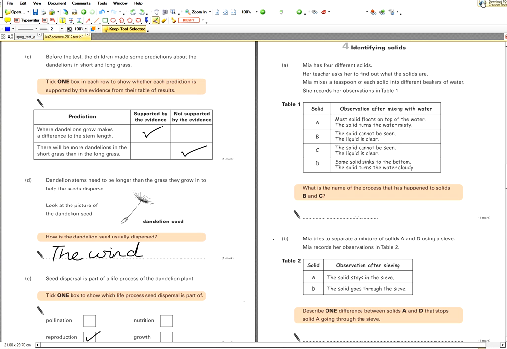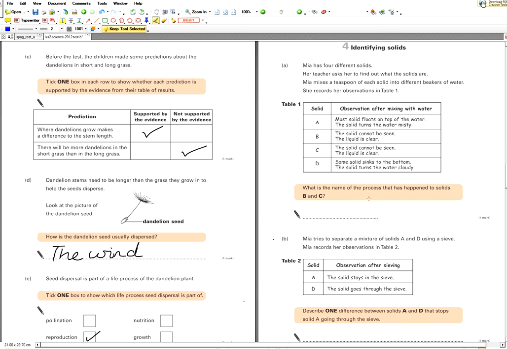Solid A floats on top of water. Solid B turns the water misty. The solid cannot be seen. The liquid is clear. C, the solid cannot be seen, the liquid is clear. D, some solid sinks to the bottom, and the solid turns the water cloudy. Lovely.